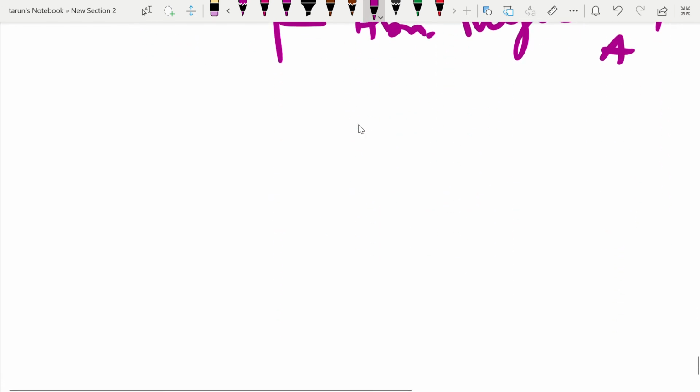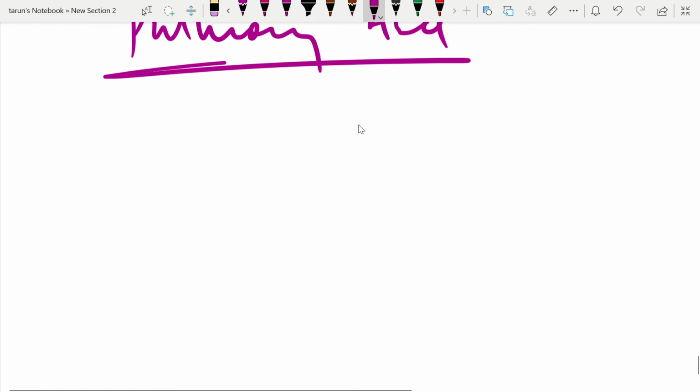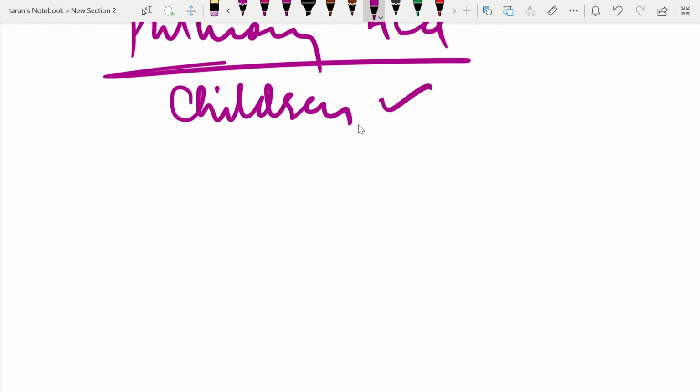Then what are the causes of pulsations over the pulmonary area? Now we will discuss the pulsations over the pulmonary area. You will get pulsations over the pulmonary area physiologically in children. Then pulmonary artery hypertension, then atrial septal defect, patent ductus arteriosus, then ventricular septal defect, then idiopathic dilatation of the pulmonary artery.